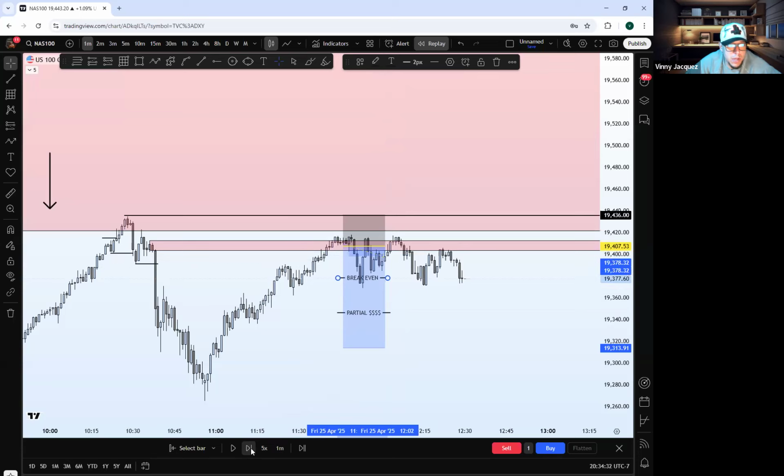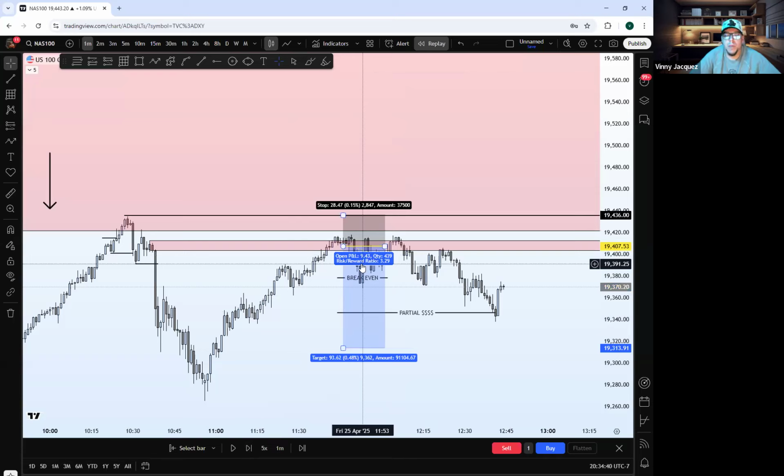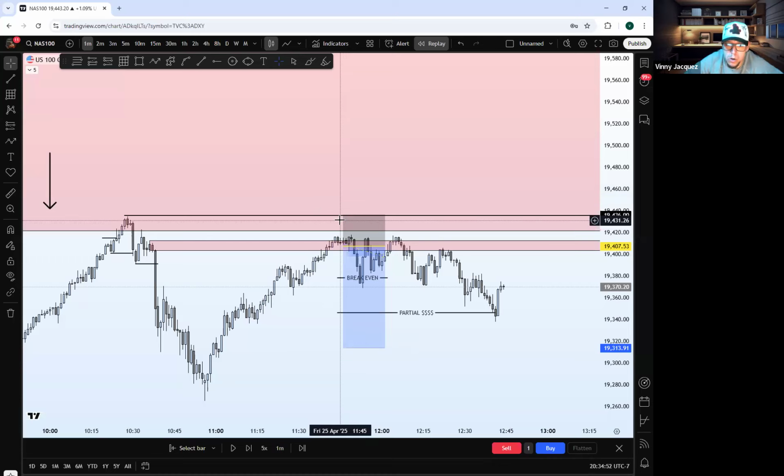Let's say the market goes my way again. Hits my 1 to 2. I should have partialed out money. I should have paid myself a little bit. Let's say I was up $50 from this trade. I could have closed out half of that and gave myself $25, right? But let's say I don't.